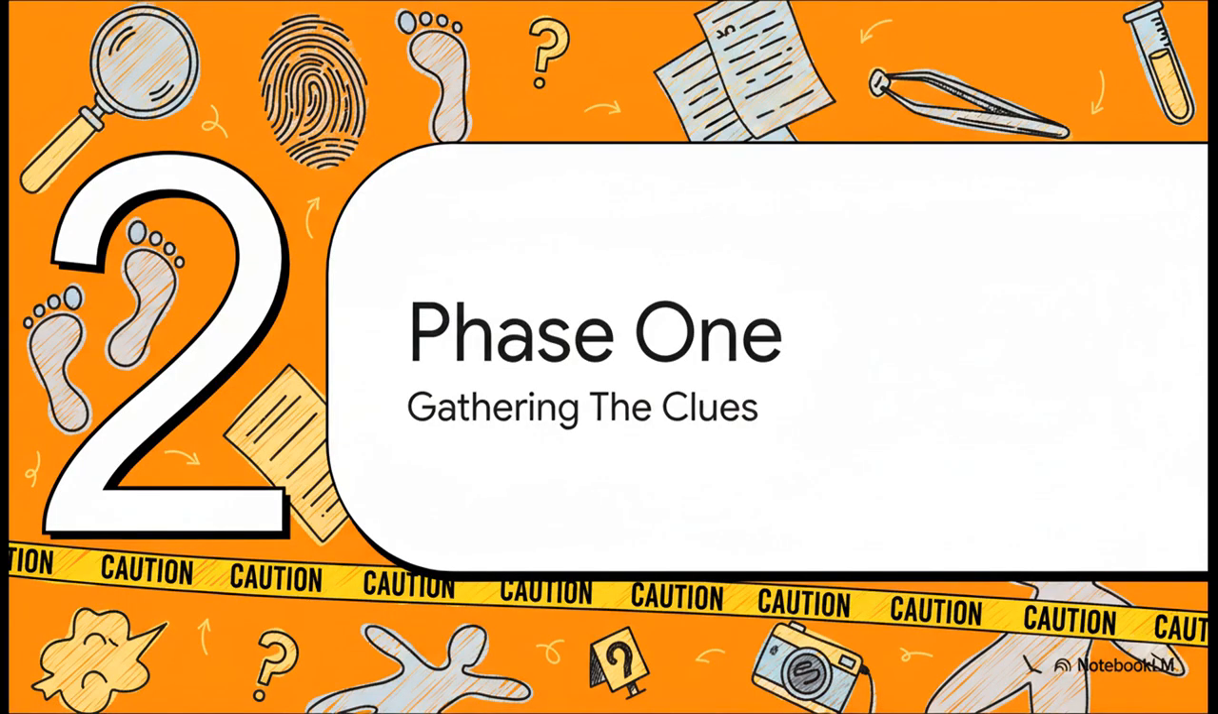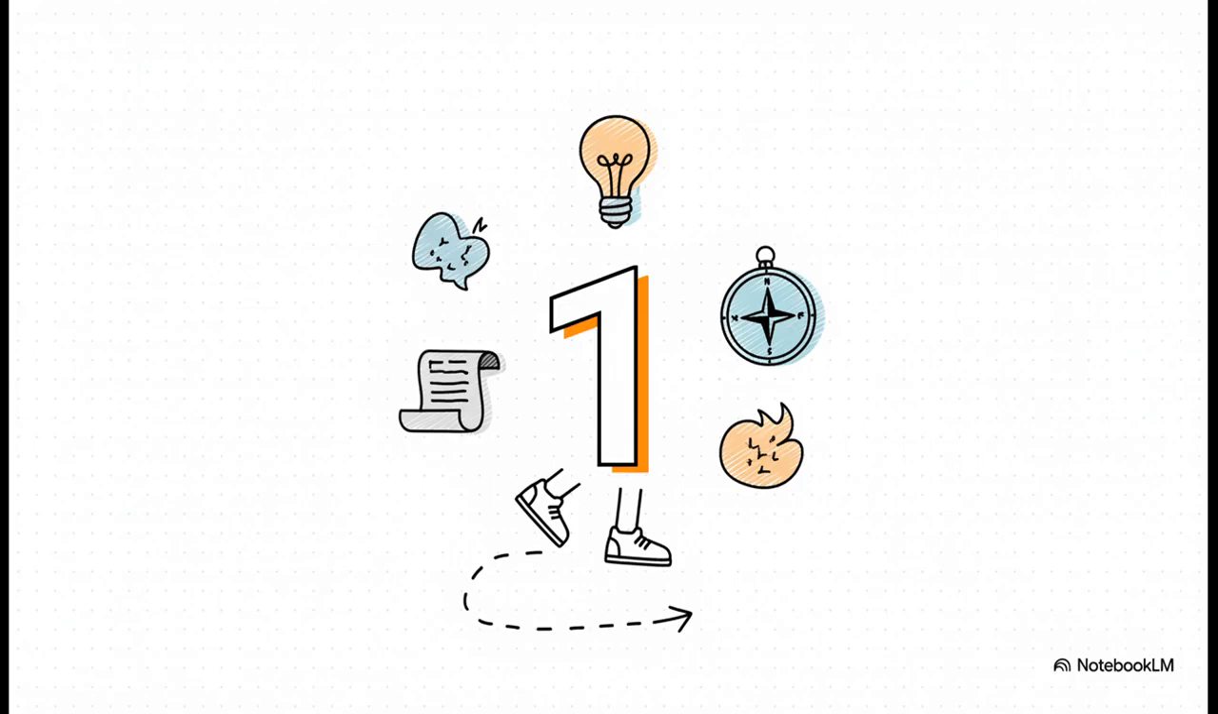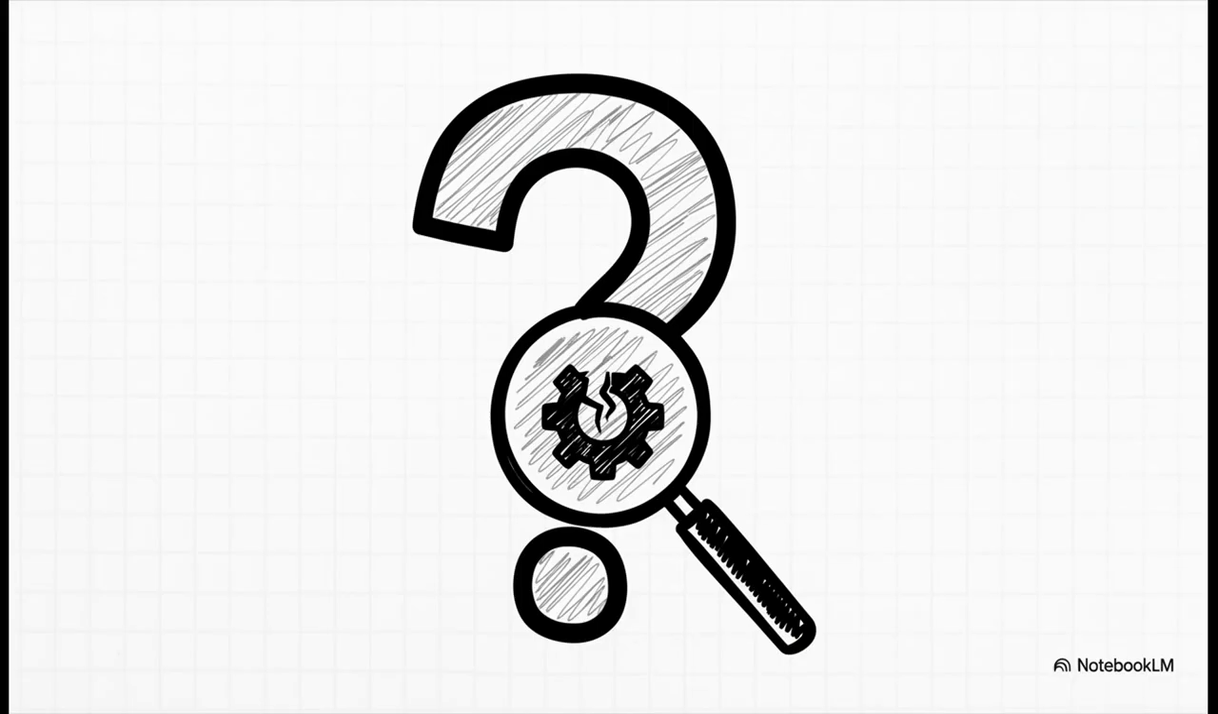Every great detective story starts with gathering the clues, right? Phase 1 is all about surveying the scene and figuring out what's actually going on before you start jumping to conclusions. So, let's get our investigation started with the very first and maybe most important move, step 1. Which is, of course, to identify the problem.